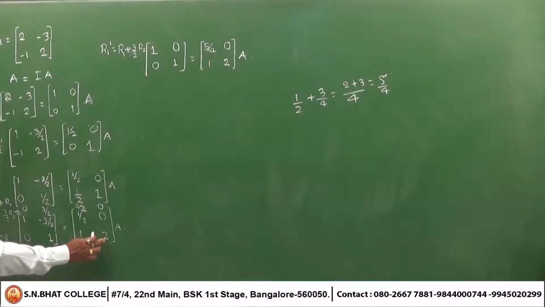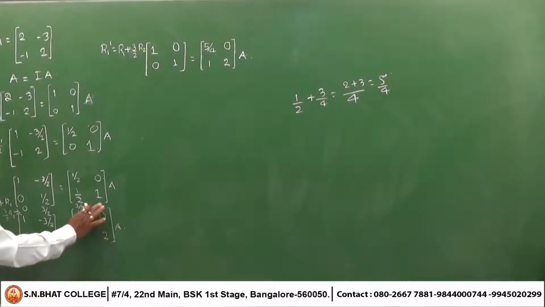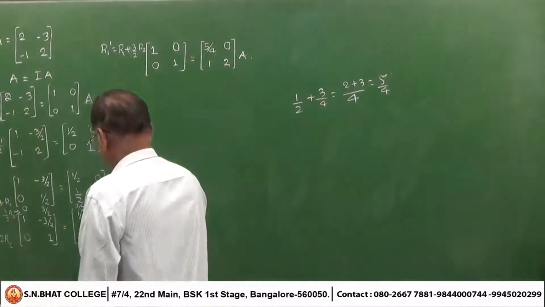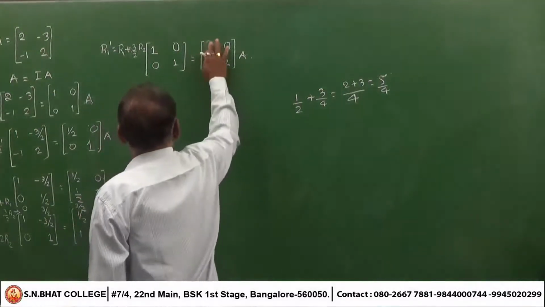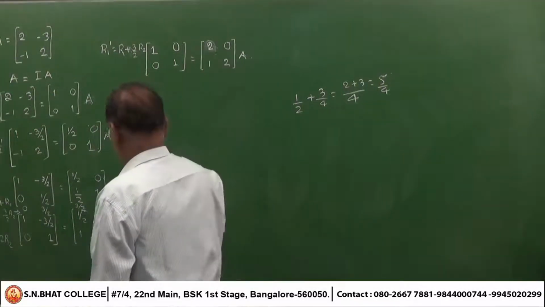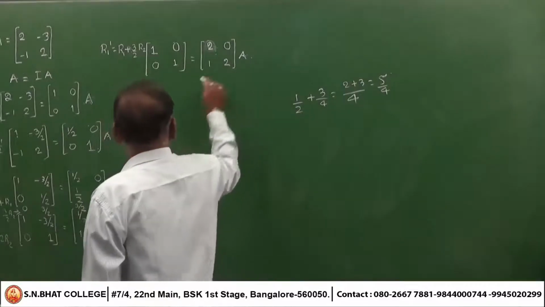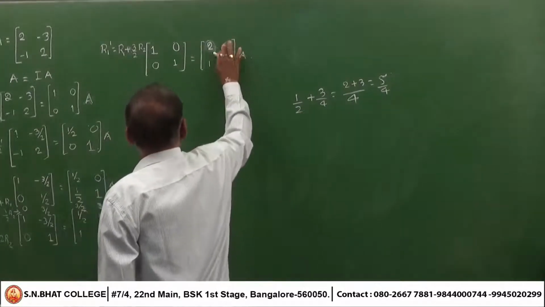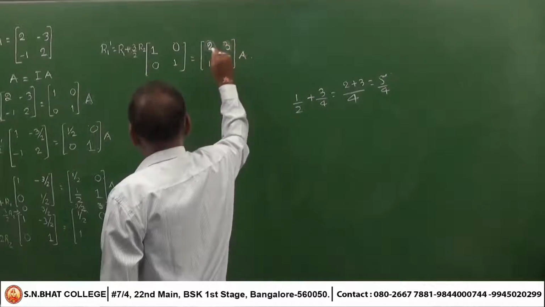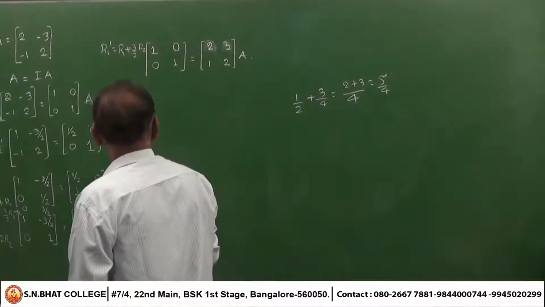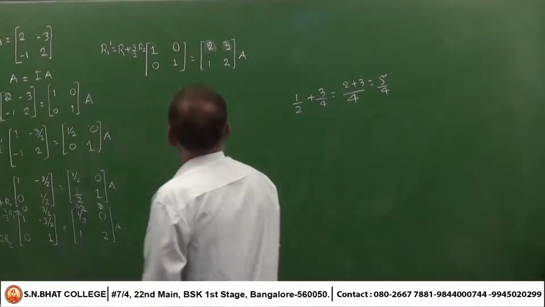3 by 2 into 2 is 3. Now, if you add half plus 3 by 2, it is 2. This is 3. And the rest is the same.